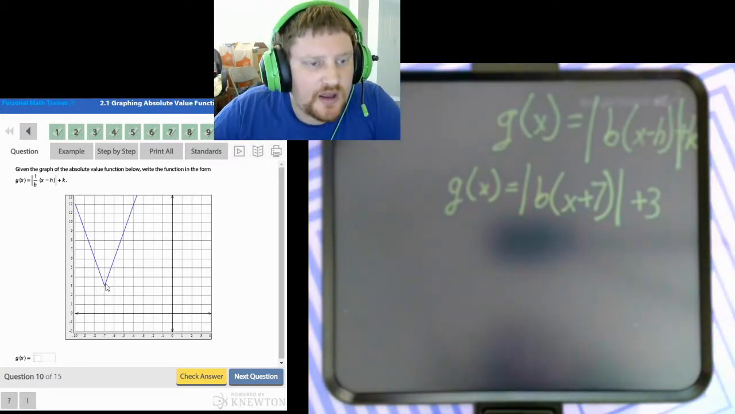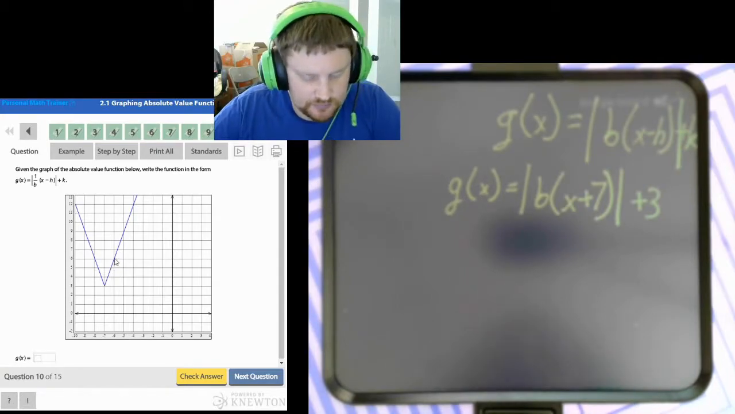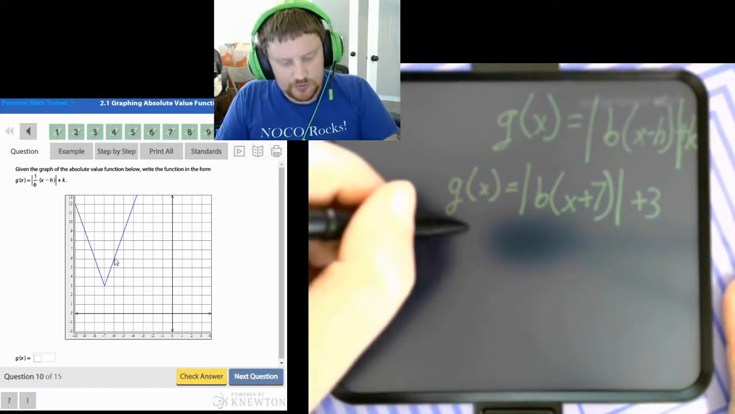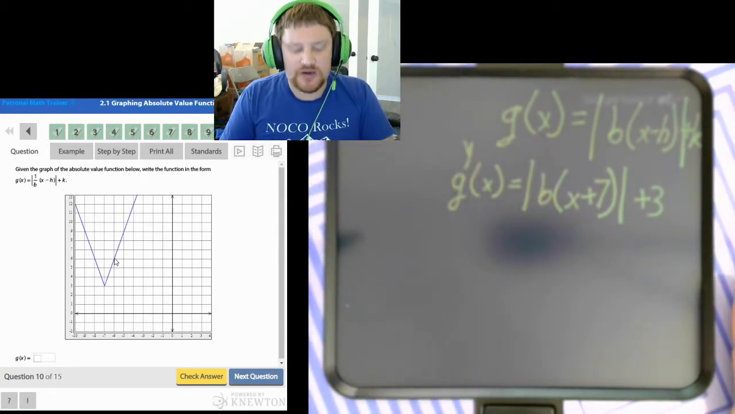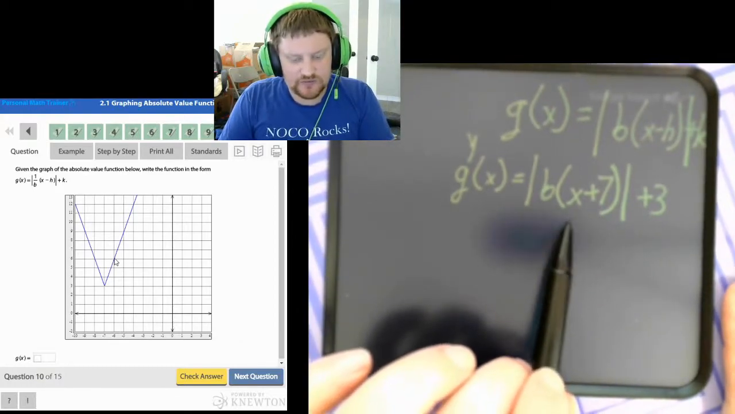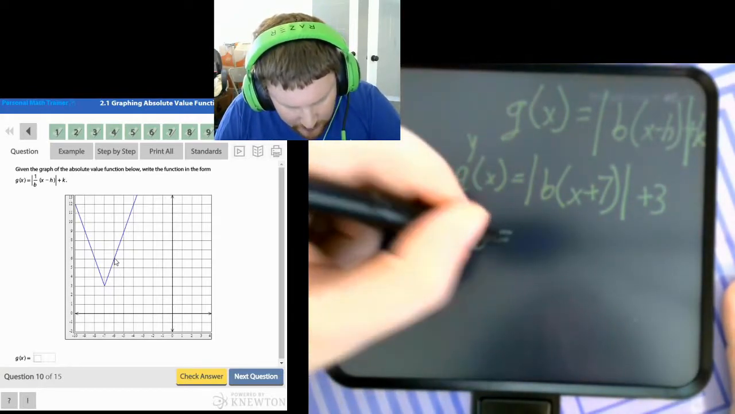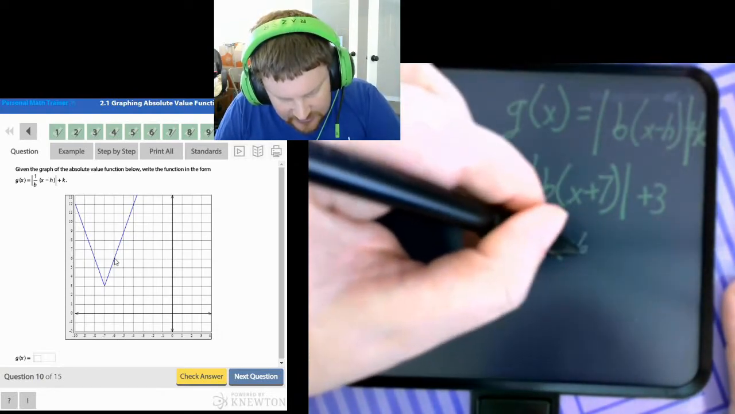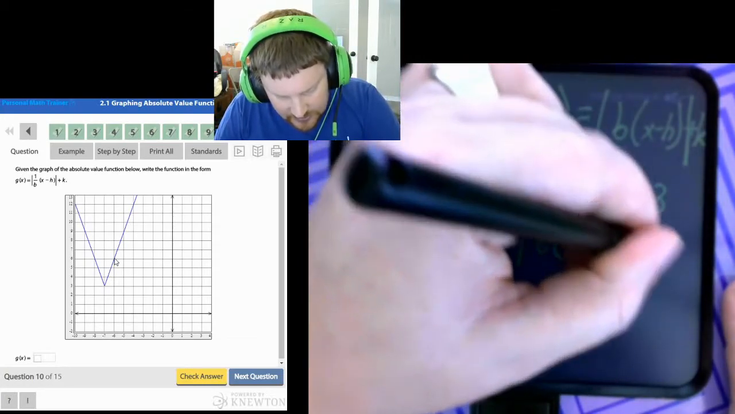Now I'm going to come over here and find a second point that works. I see -6 and 6. So I'm going to replace g of x, that's the same thing as saying y. With my second point, I am going to plug in -6 for x and 6 for y. So I have 6 equals absolute value of b times -6 plus 7, plus 3.